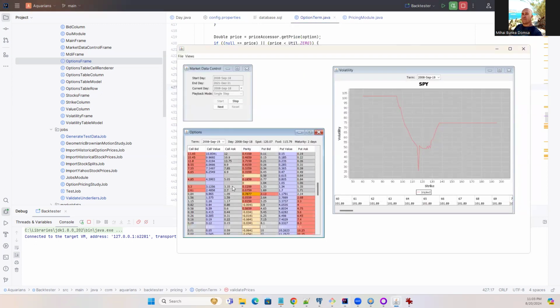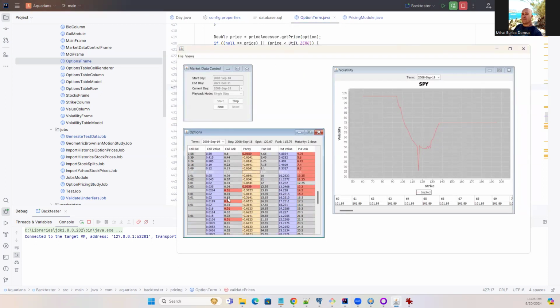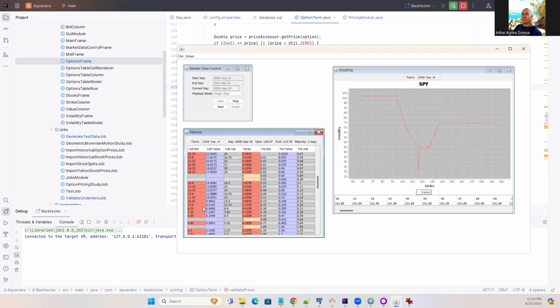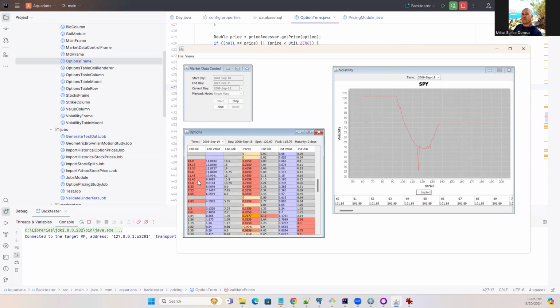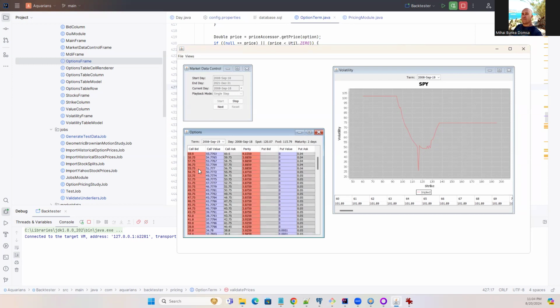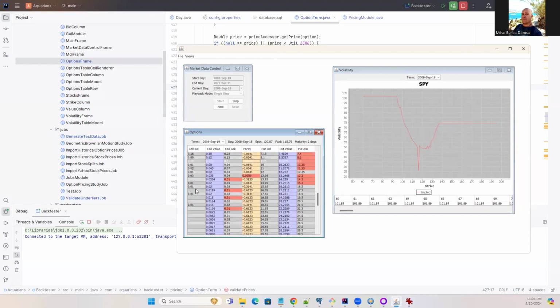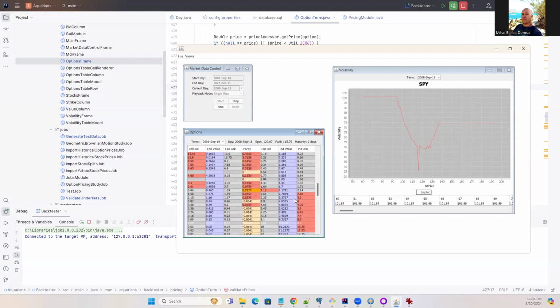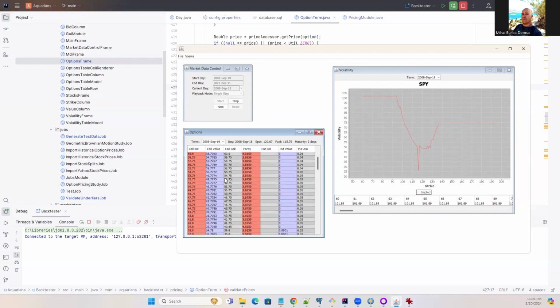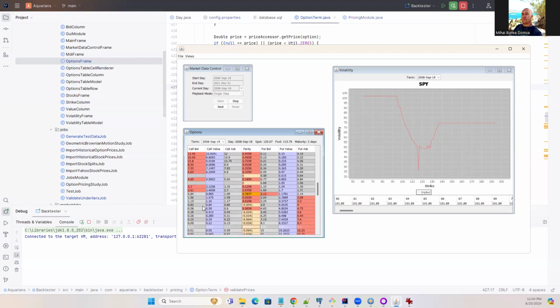So let's take a look at the algorithm, which is validate prices. It does several things. The first thing, it tries to find the longest monotone sequence of prices. The prices should be monotone in one direction or the other. Calls decrease with increasing strikes. Puts decrease with decreasing strike.